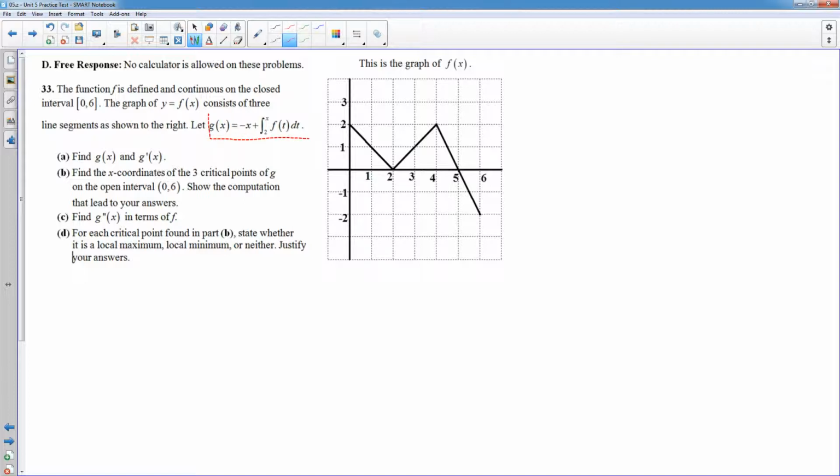That is an integral defined function, and integral defined functions are the easiest thing in the world to find the derivative of. So I'm going to go ahead and make a note that g prime of x is the derivative of negative x, which is negative 1, plus the derivative of that antiderivative: plug the x in for the t, and technically you multiply by the derivative of what you plug in. The plus 1 really isn't necessary, but I'm just killing it dead there.